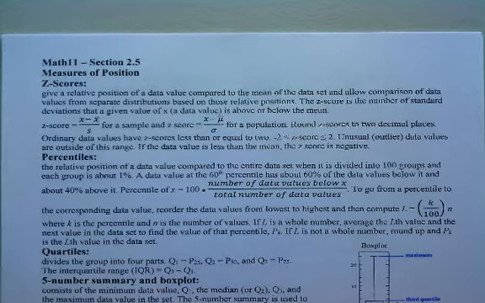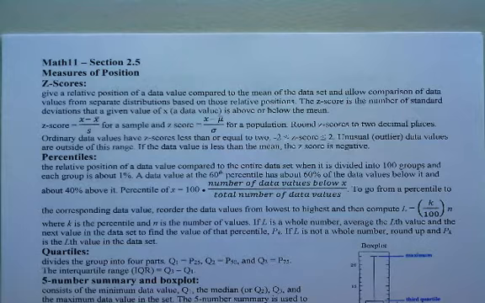Okay, percentiles. Percentiles are the relative position of the data value compared to the entire data set. When you divide it into 100 groups, each group is about 1%. A data value at the 60th percentile has about 60% of the data below and about 40% above it. The percentile of X equals 100 times the number of data values below X divided by the total number of data values.